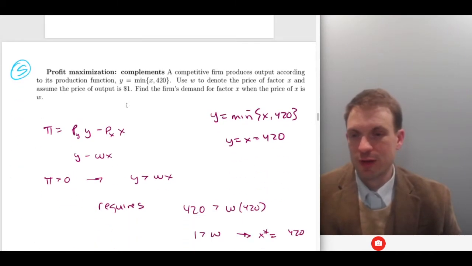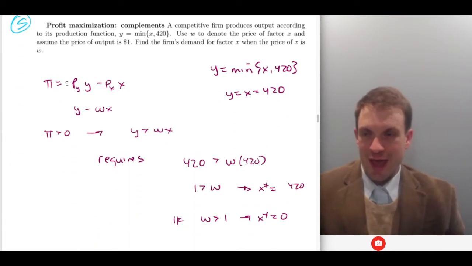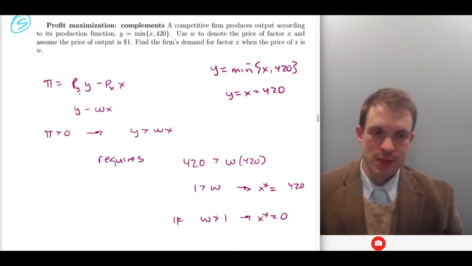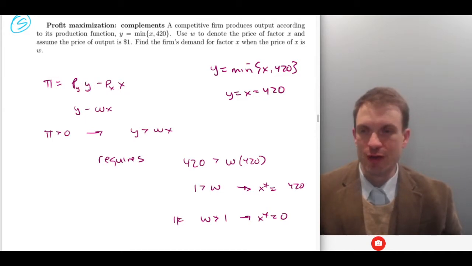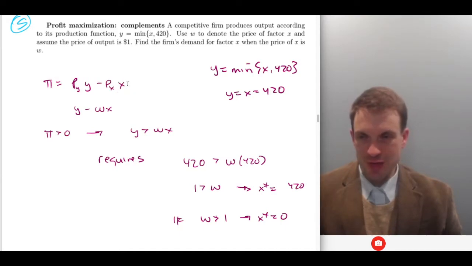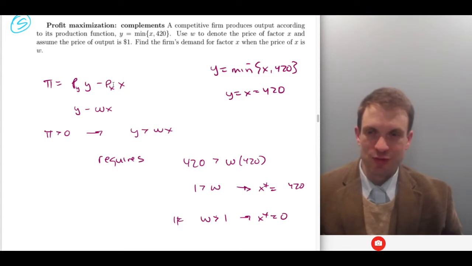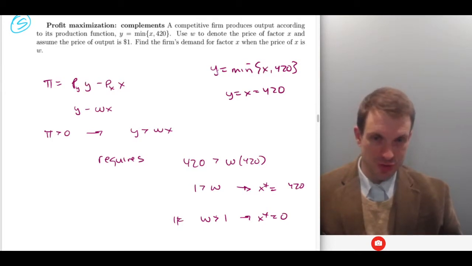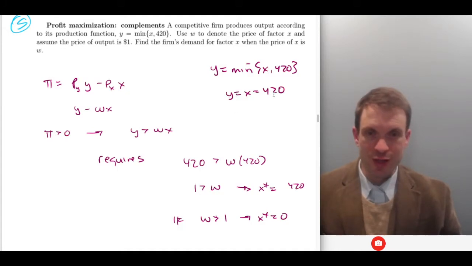All right. So here's what's going to happen. This is my profit function. This is Py. Y is the amount of output. So Varian uses y for output. And then this is Px, where x is the amount of the input. So this is going to be the output price times the amount of output minus the input price times the amount of input. This is valid to just multiply by the amount of the output, because my production technology is going to force y equals x equals 420, right?